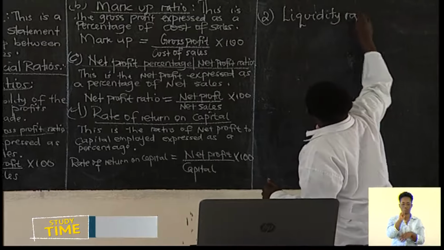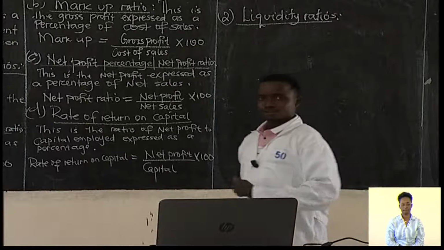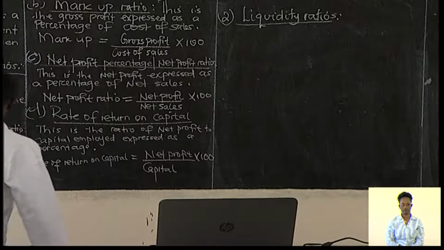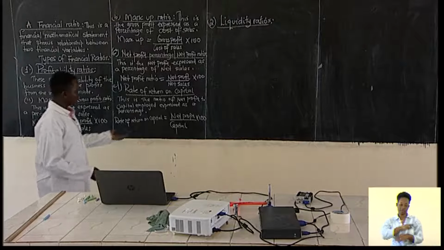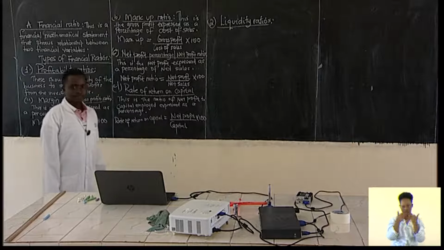Liquidity ratios. The liquidity ratios are category number 2. Here we have talked about profitability ratios, though there are many, we can give more. Now let's look at liquidity ratios.